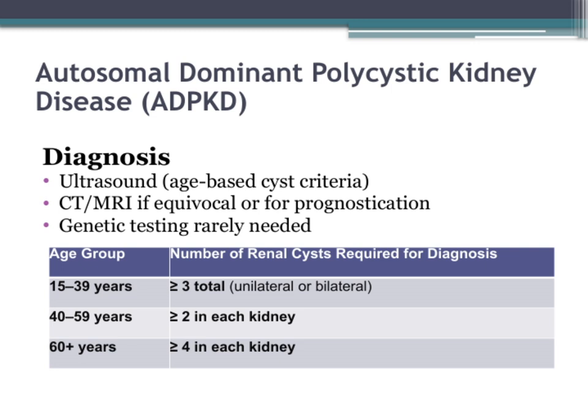When diagnosing, ultrasound remains the primary tool, especially because these age-based cyst criteria are well established. If the ultrasound results are unclear, or if we need more detailed information for prognosis, we often turn to CT or MRI scans. These imaging modalities provide a more precise picture of cysts and kidney structure. It's also important to note that genetic testing is rarely necessary in typical cases. Most diagnoses are made based on imaging and clinical criteria. Overall, understanding these age-specific thresholds helps us accurately identify ADPKD and plan appropriate management.